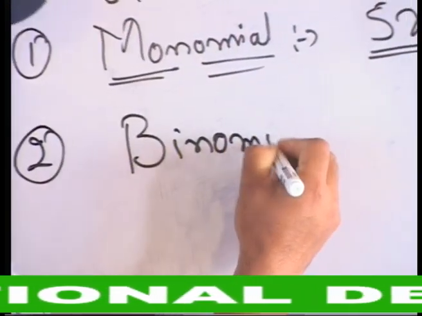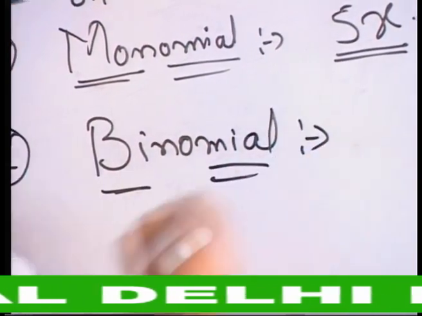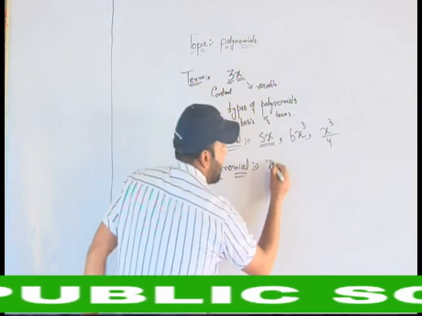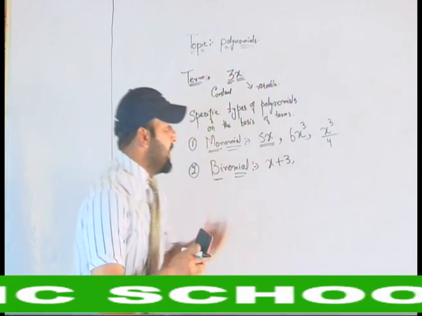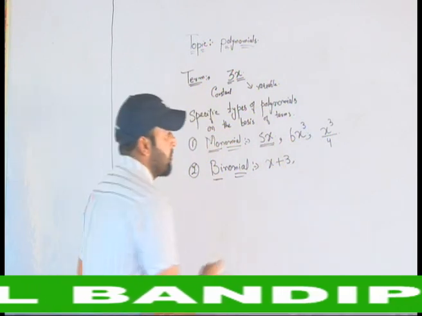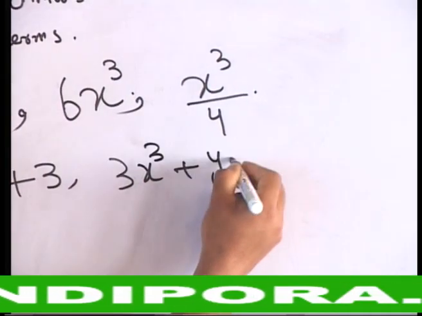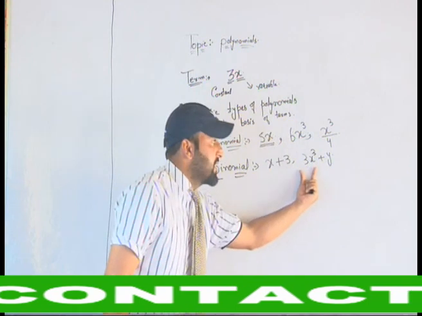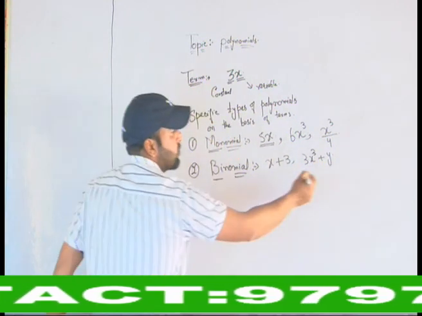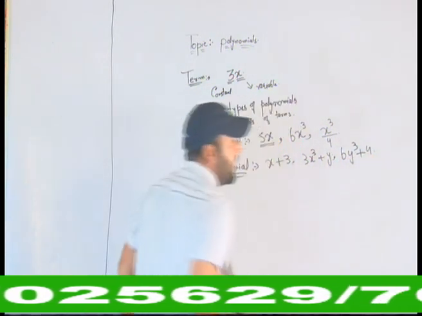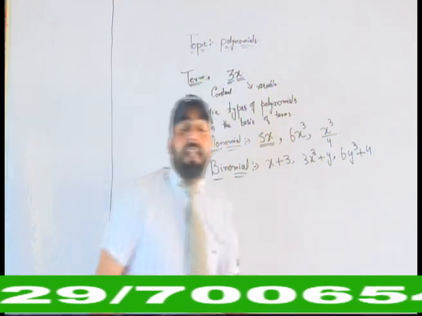The second type is binomial. Bi means two. So the polynomial which contains two terms, for example, x plus 3. This x plus 3 contains two terms, as x and 3 are separated by addition. 3x cubed plus y. This is also a binomial, as it contains two terms. The first term is 3x cubed and another term is y. So this is also a binomial. Another example is 6y cubed plus 4. This is also a binomial because it contains two terms.